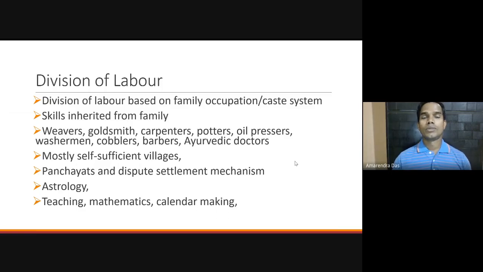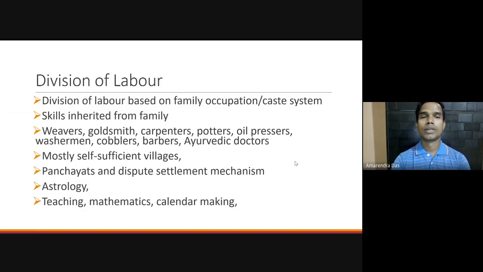Now coming to the village economy, the division of labor was very simple, and it was based on family occupation, or you can say the caste system or Varna system. The Brahmins focused on education and dissemination of knowledge. Kshatriyas focused on the protection of the country, fighting wars and protecting the kingdom. Vaishyas were involved in trading, and Sudras were involved in agriculture. That's what I mentioned in the previous slide.